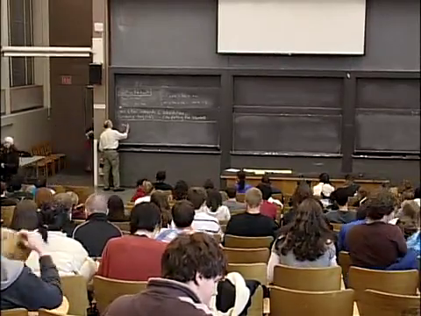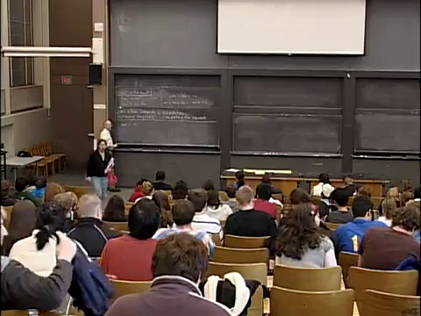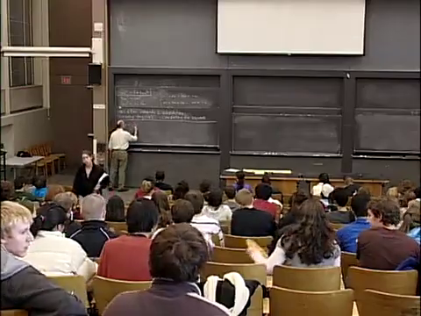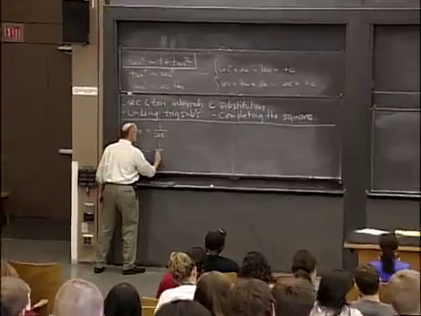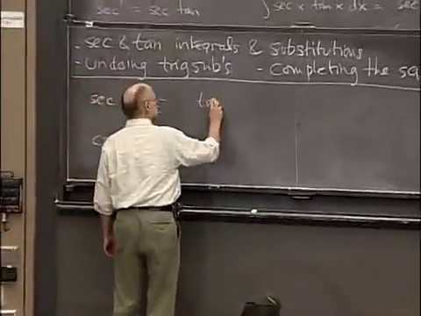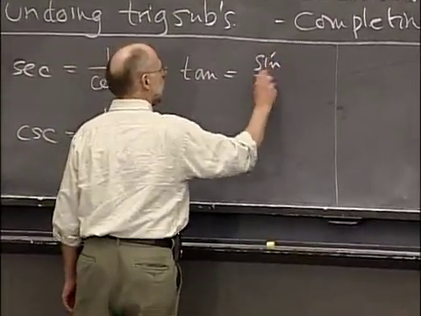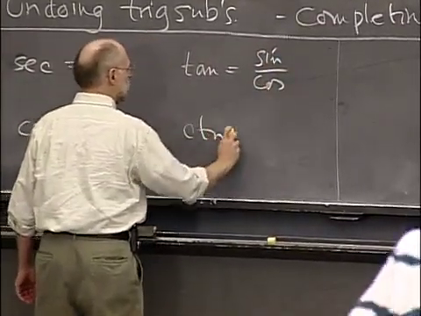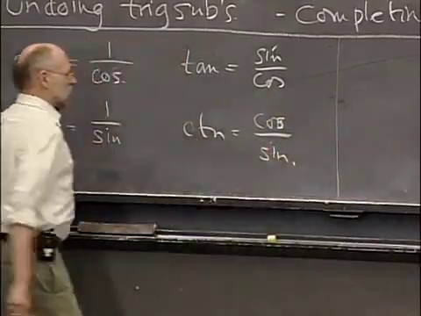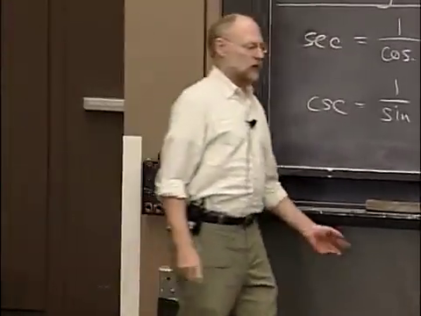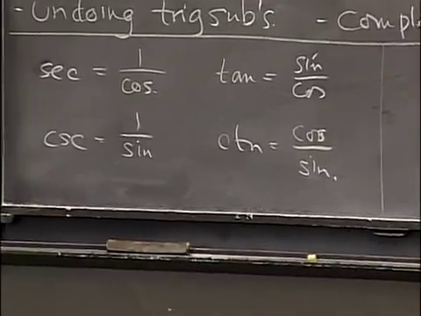Let's see, the secant is 1 over one of those things. Which one is it? It's 1 over the cosine. And the cosecant is 1 over the sine. Of course, the tangent is the sine over the cosine, and the cotangent is the other way around. So when you put a co in front of it, it exchanges sine and cosine.